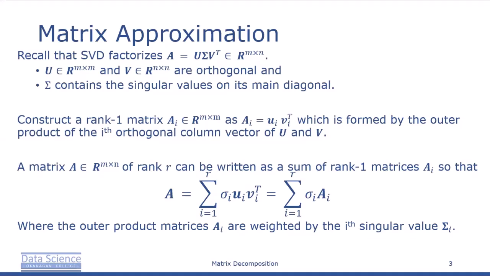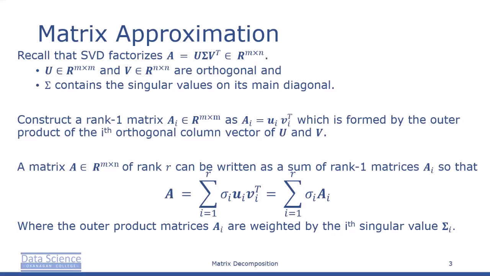Instead of doing a full singular value decomposition factorization, we now investigate how the singular value decomposition allows us to represent a matrix A as the sum of simpler, low-rank matrices A sub i, which lends itself to a matrix approximation scheme that is cheaper to compute than a full singular value decomposition.